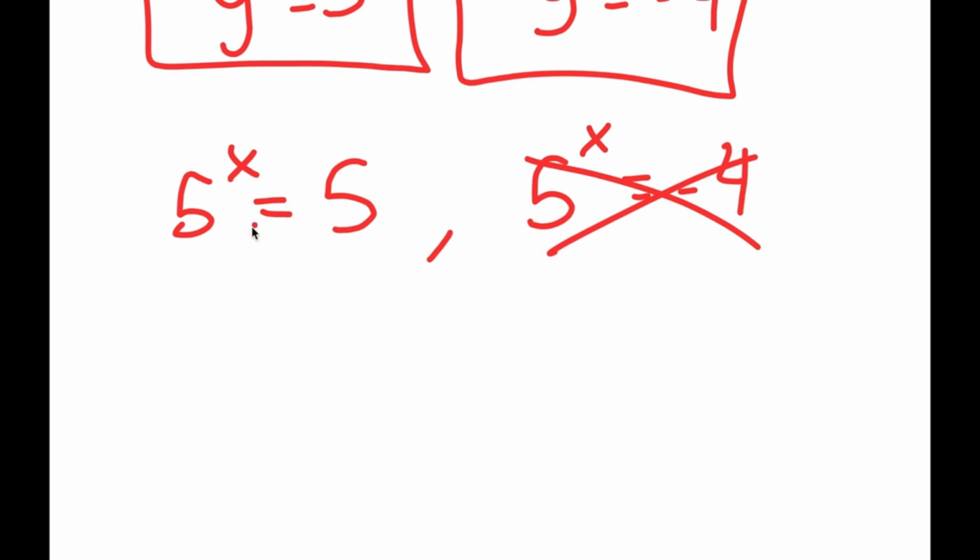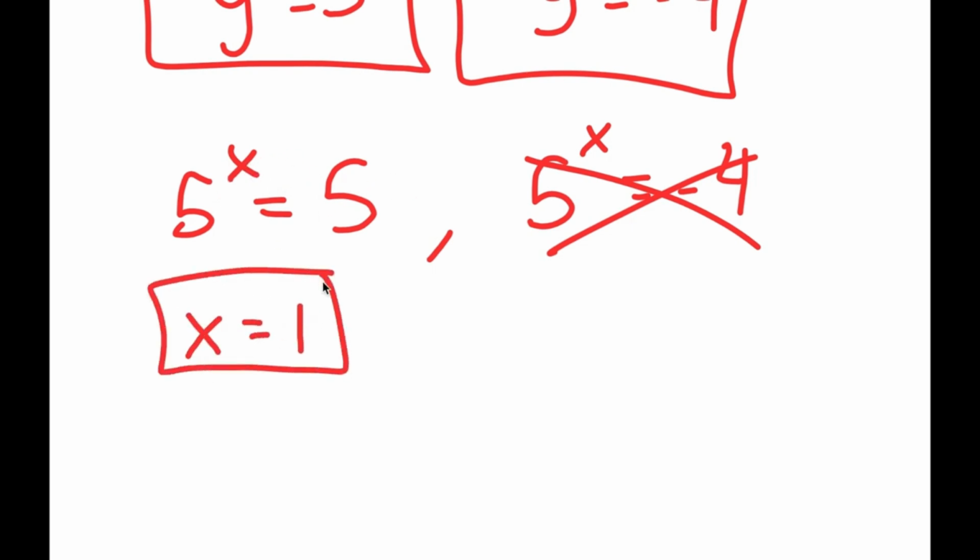And for 5 to the power of x equals 5, to solve this, for other exponential equations we would have to take the log and do a bunch of other stuff. But as over here, we could just see 5 to the power of 1 is going to equal 5, because anything to the power of 1 is itself. So x equals 1 is my solution.